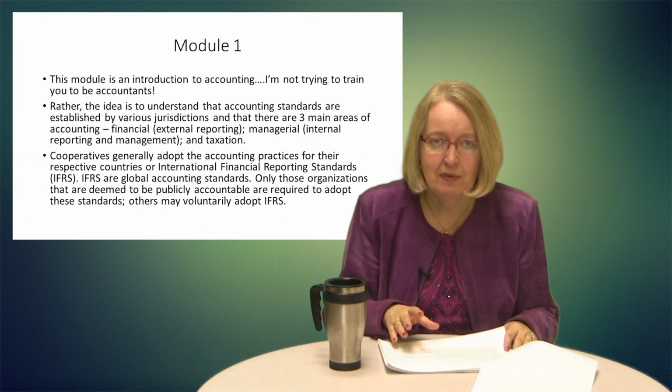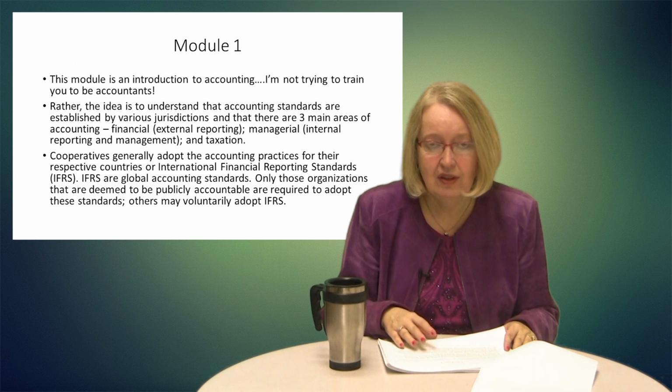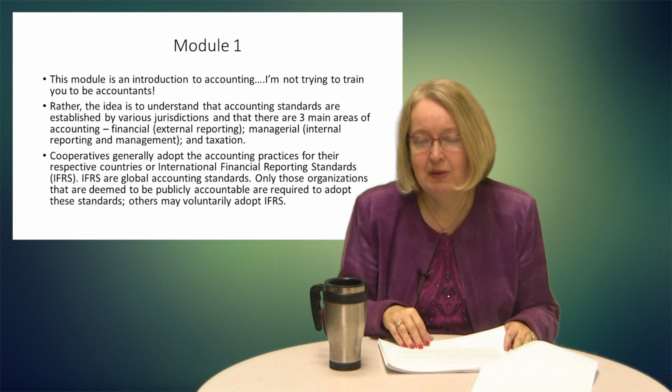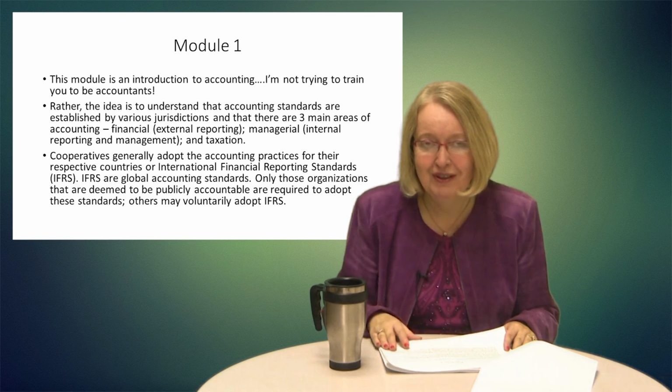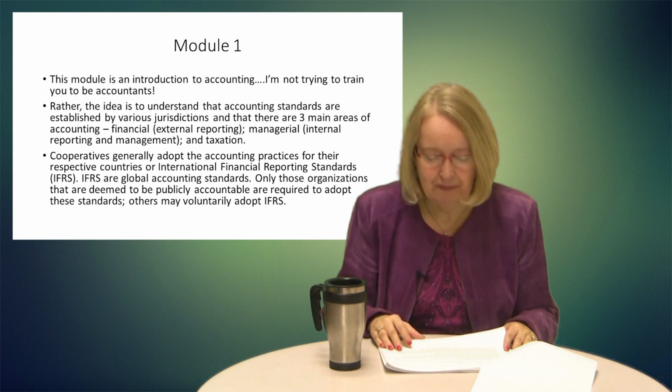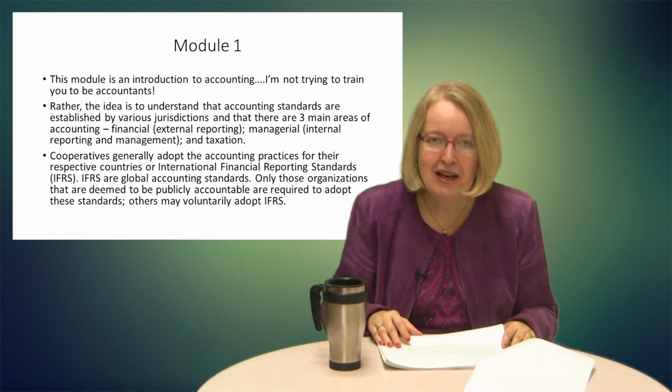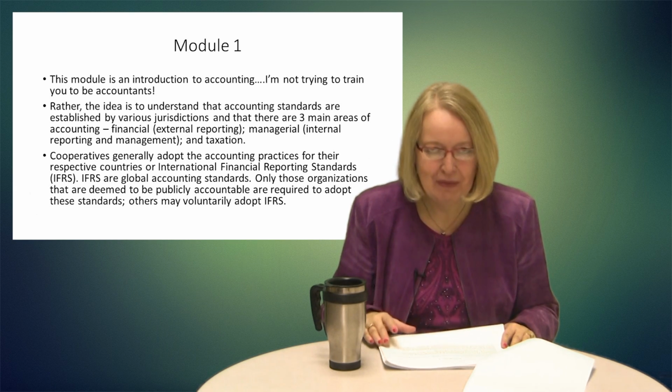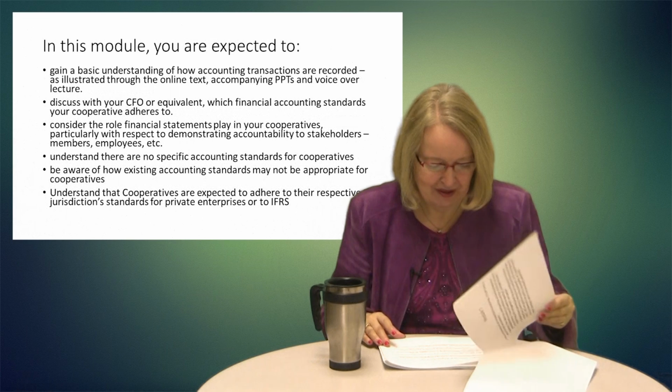There are a couple of exceptions to that, though. One, certainly in Canada, is that if you are a credit union or another organization that's deemed to be publicly accountable, there's a definition for that and you'll see that in the course. If you're publicly accountable, you have to adopt IFRS. So all credit unions in Canada, for example, have adopted IFRS. I won't say more about that now. You'll read more about that in the course.